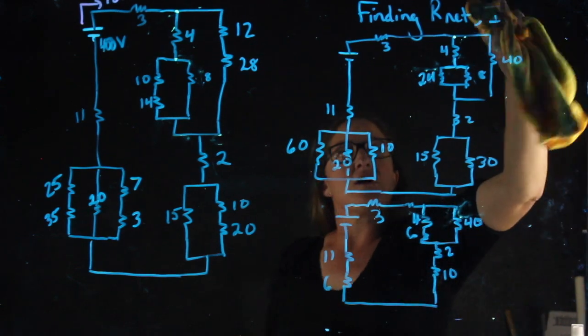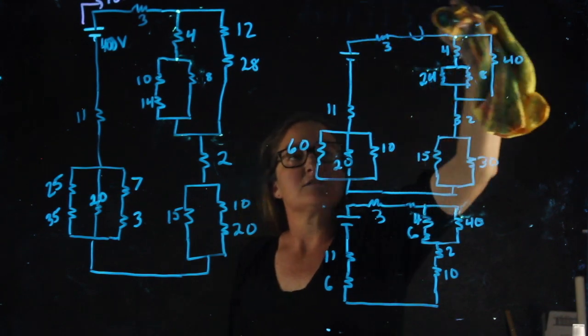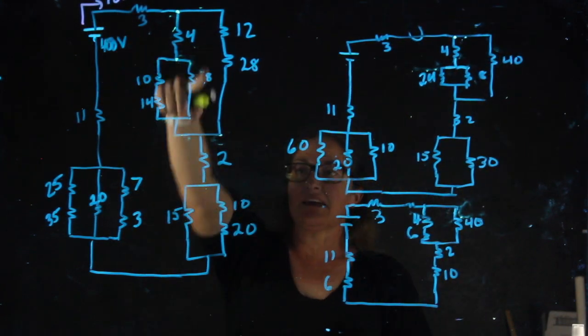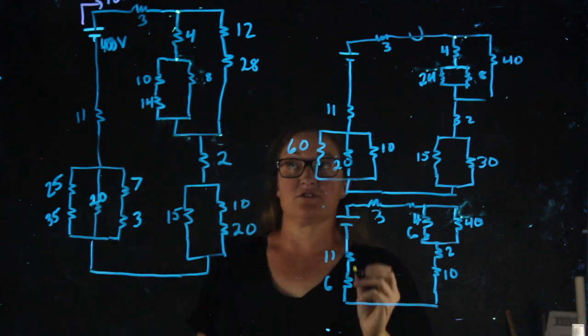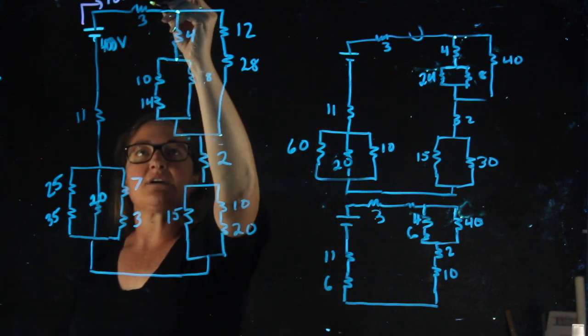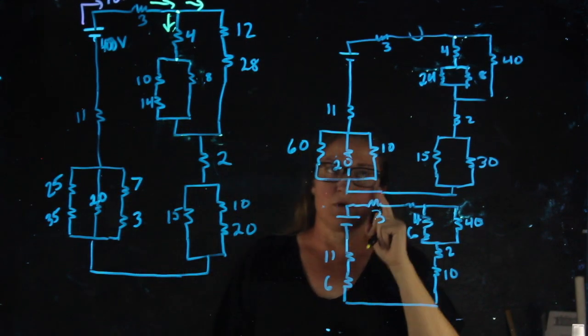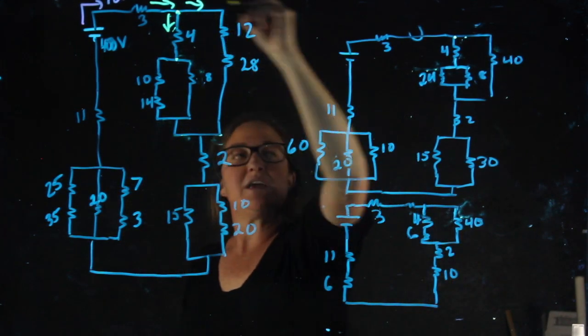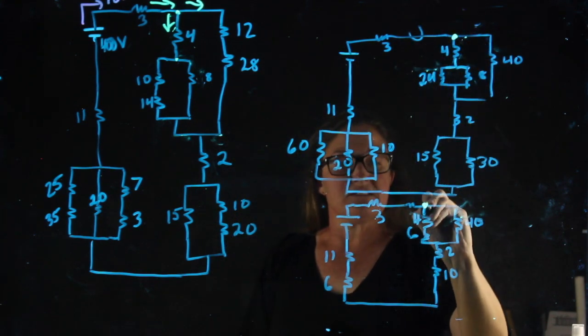This next part, I've already found R net and I net. So I know that 10 amps is going to be leaving my battery, and I can figure out how it splits. I'm going to find the current everywhere in the circuit right now. The 10 amps comes to this point and then splits, with some going that way and some going the other way. This node here is the same as this node here, which is the same as this node here.